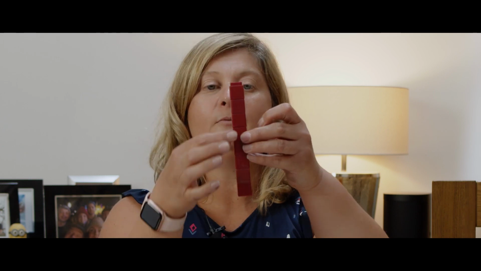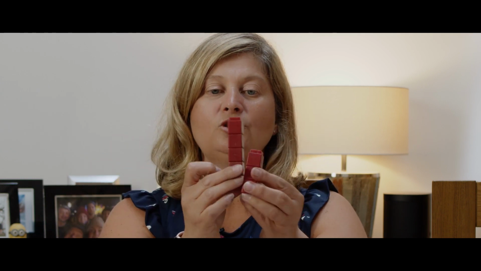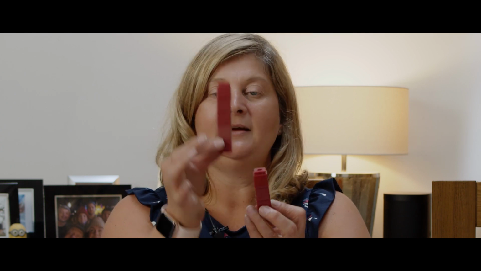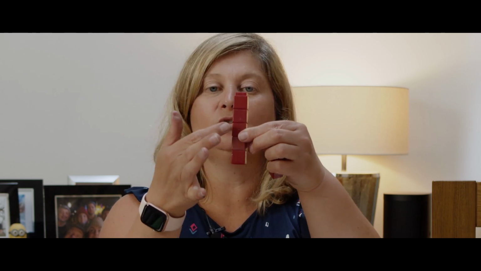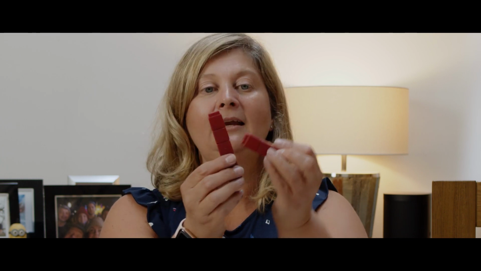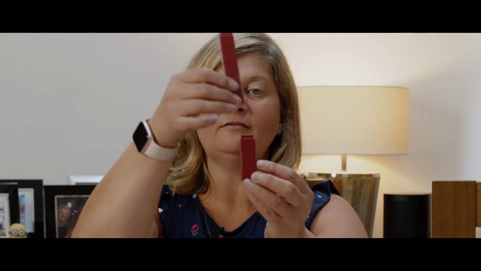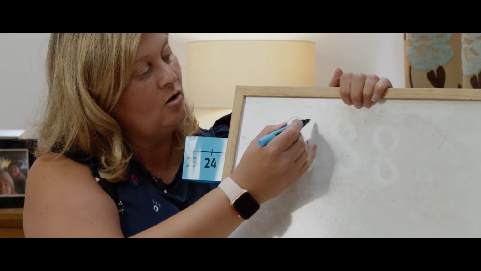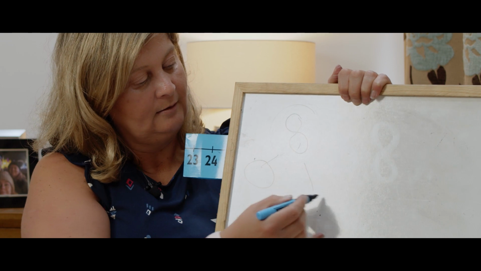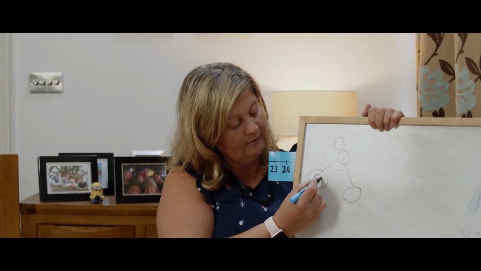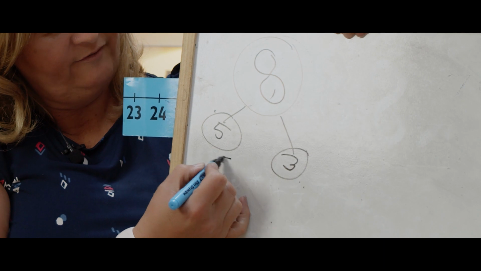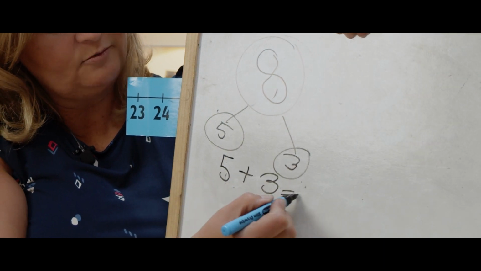So like we do every week, we've been splitting number 8 and having a look what two numbers go together to make number 8. So in this tower, I've got 1, 2, 3, 4, 5. And in this tower, I've got 1, 2, 3. So 5 add 3 is 8. And again, we can write that in our part-whole model. So we had 5 and we had 3. 5 add 3 equals 8.